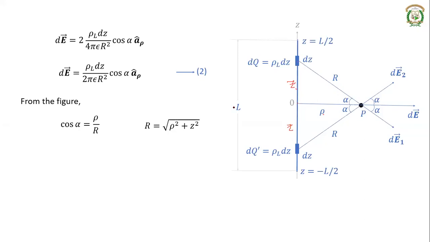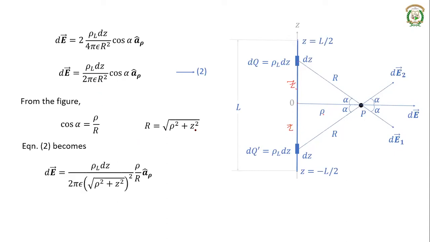So substituting this, cos alpha is rho by r and r is square root of rho square plus z square in this equation number 2. In place of r, I have written square root of rho square plus z square whole square into cos alpha. Cos alpha is rho divided by r. Now again there is r here, right? Again I substitute this rho square plus z square in place of r. So we will get rho divided by square root of rho square plus z square.